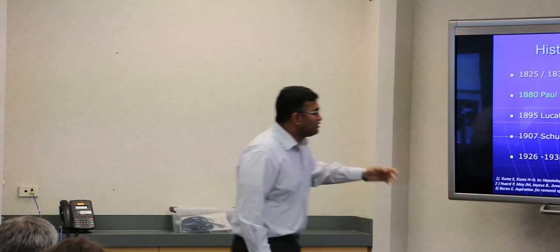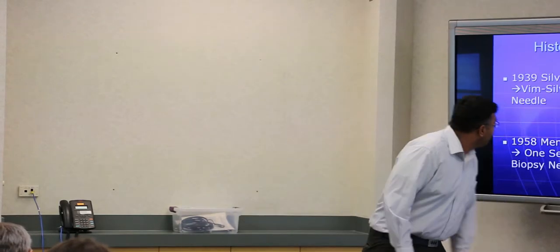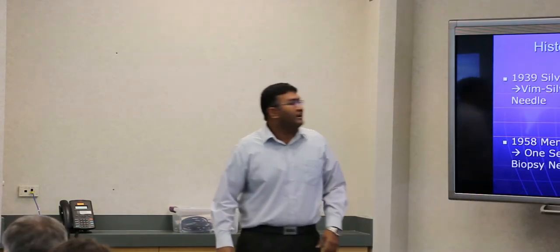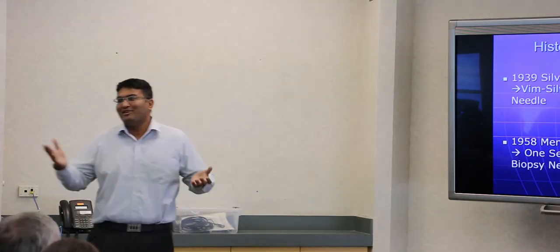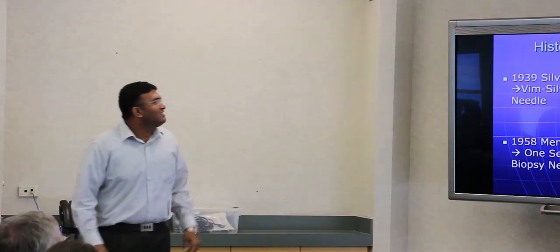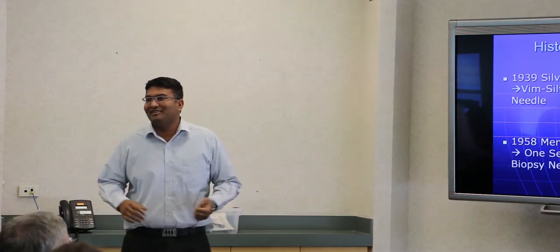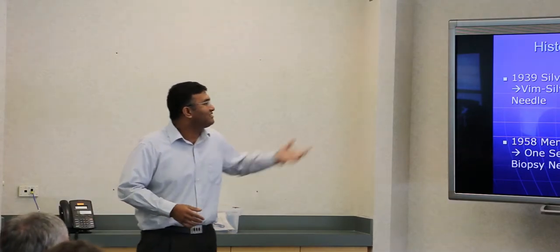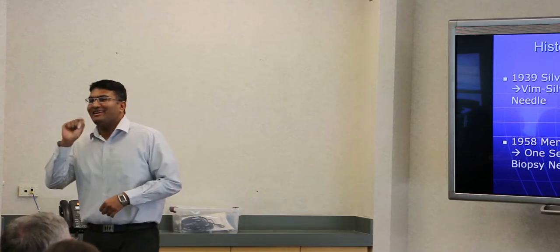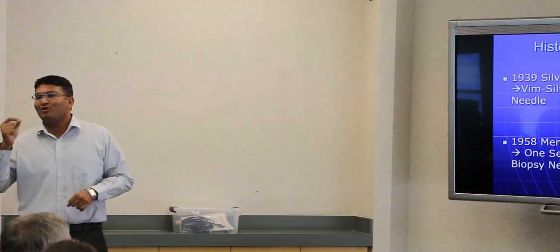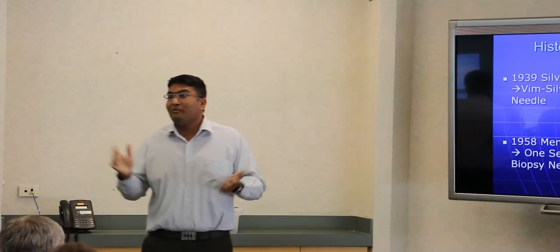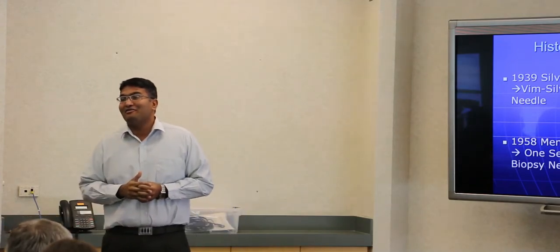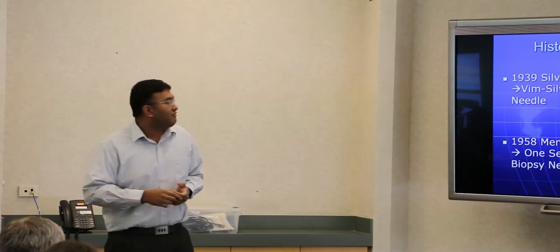The second stage of liver biopsies came somewhere in 1939 to 1958. In 1939, we had, I don't know, some of the old timers might remember it, the Vim-Silverman needle, which was introduced in 1939 by Silverman. And this is basically a cutting type of needle which goes in and takes a small core of tissue which is helpful for biopsies.